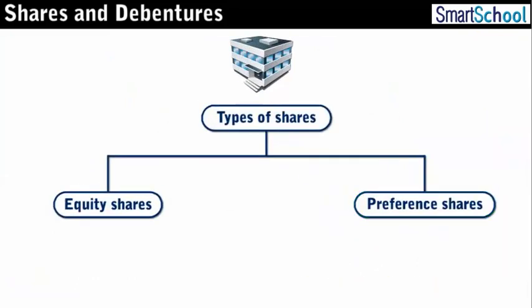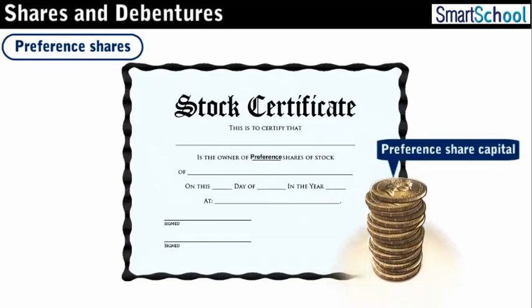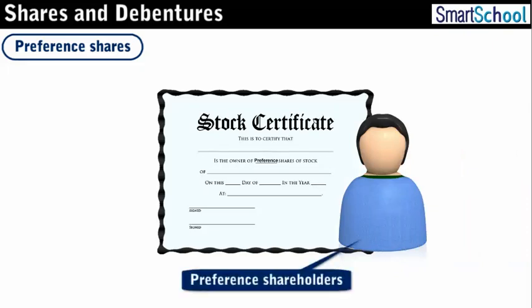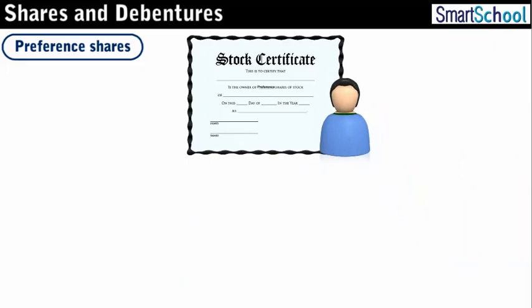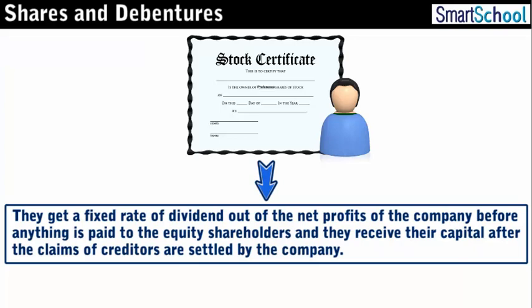Let us now study about the preference shares. The money raised by issue of preference shares is known as preference share capital. Those who hold the preference shares of the company are known as preference shareholders. As the name suggests, the preference shareholders enjoy certain preferential rights, like they get a fixed rate of dividend out of the net profits of the company before anything is paid to the equity shareholders, and they receive their capital after the claim of creditors are settled by the company.